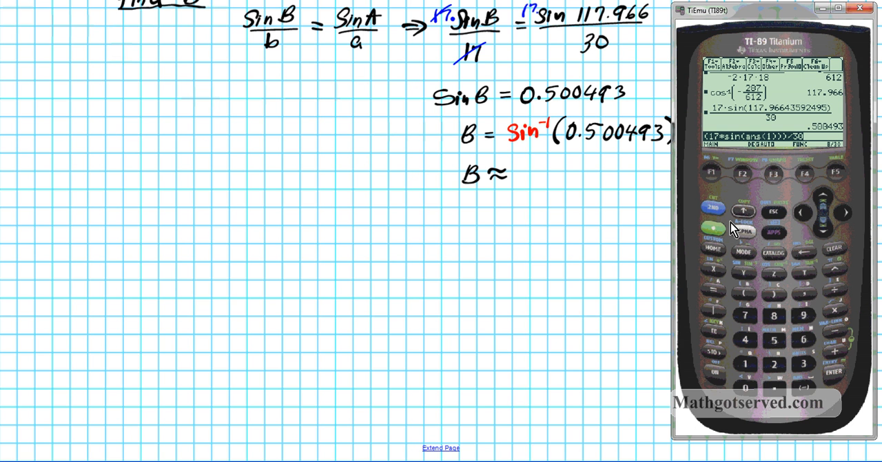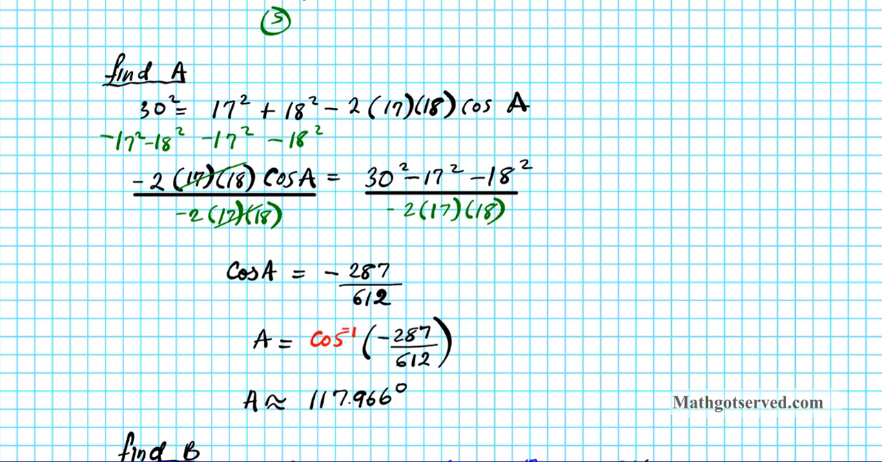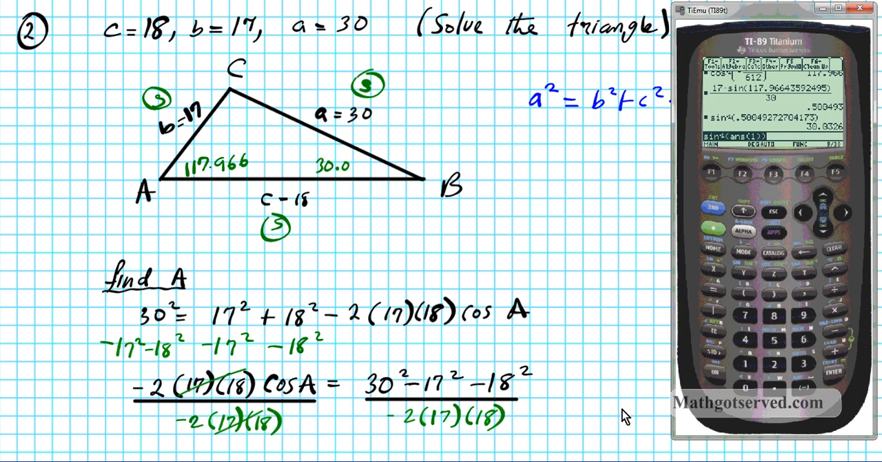Now to find B, we just use a calculator again to find the inverse sine of that value we got. So the inverse sine of the answer that we got before will tell us the value of angle B, which is 30.0326 degrees. Okay, now we have the second angle. Let's put that in. Angle B is 30.0326.